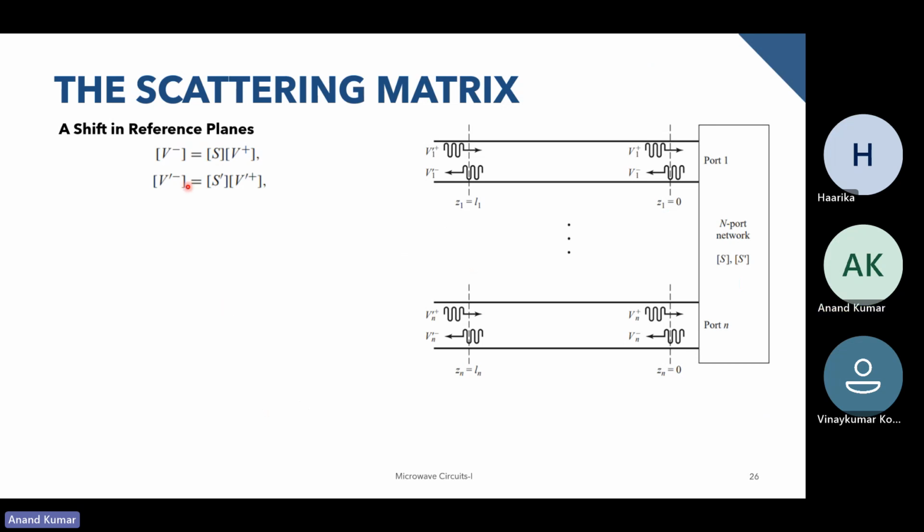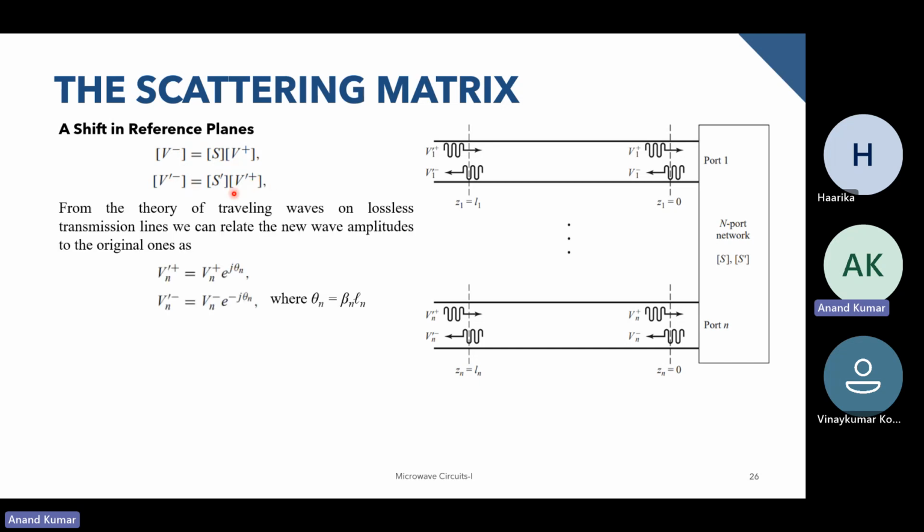If you are not able to follow, you can just type in the chat. So once we have the relationship between V minus, V plus, V prime minus, V prime plus and S prime, the next thing we do is calculate the relationship between V prime plus and V plus. Essentially, if we consider this transmission line as lossless, the only thing that will affect is the phase shift between these two planes. We can give the phase shift with this term, e to the power j theta n, where theta n is beta n times l n, where beta n is the propagation constant and l n is the length of the shift of the reference plane. So this is how the V and V primes are related.